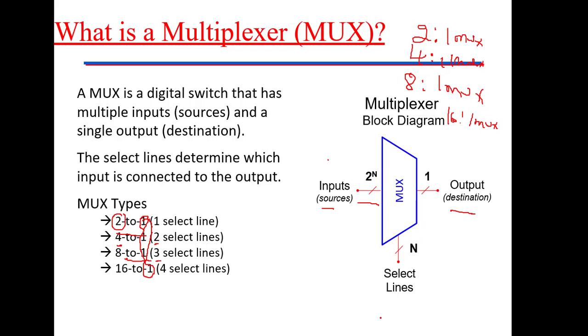These are select lines. Why is it called a select line? It makes sure which input we have to select on the output side. At any time, only one input can be selected. Okay, this is how the structure of the multiplexer looks.